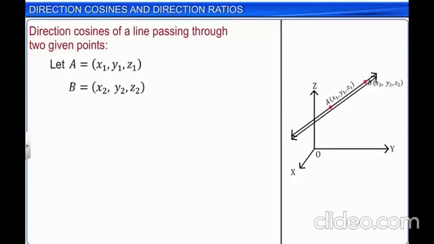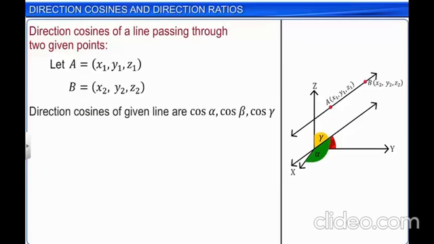Draw a line passing through the origin and parallel to the line passing through the given points A and B. Let alpha, beta, and gamma be the angles made by the line passing through the origin with the positive direction of the x, y, and z axes as shown. Thus, the direction cosines of the given line are cos alpha, cos beta, and cos gamma.